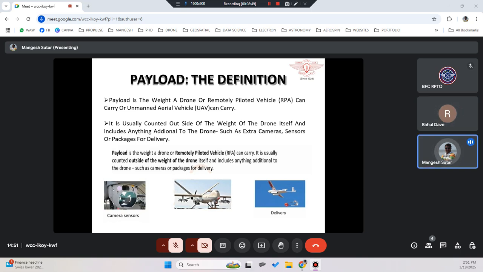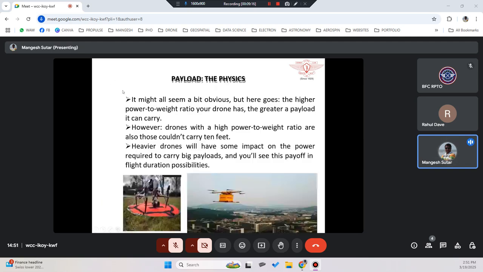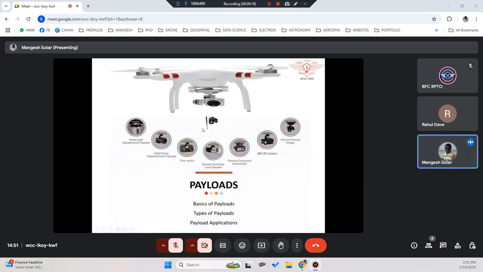This is a very generic definition. Payload is definitely an additional weight to the drone. But when we talk about drones with respect to the Indian scenario, whatever the definition is, whatever that weight is, including your payload weight, that is the actual drone weight, the maximum takeoff weight. For example, this Phantom drone is designed to carry only this payload. But if I put something below, it is not designed to carry that extra weight.